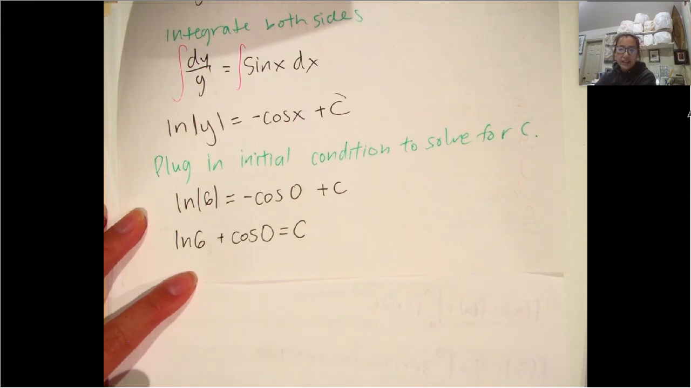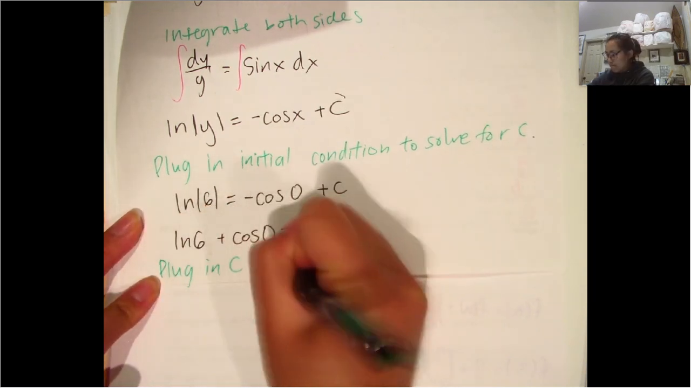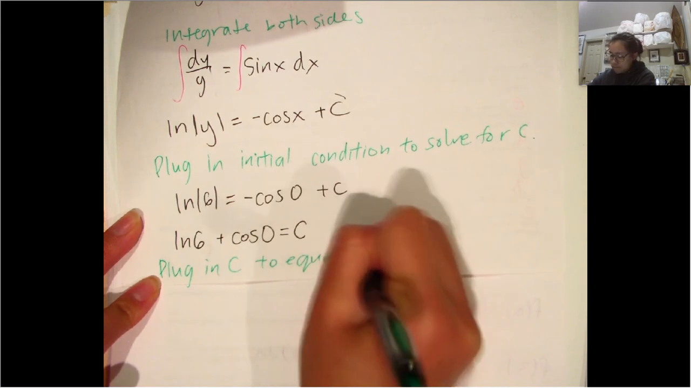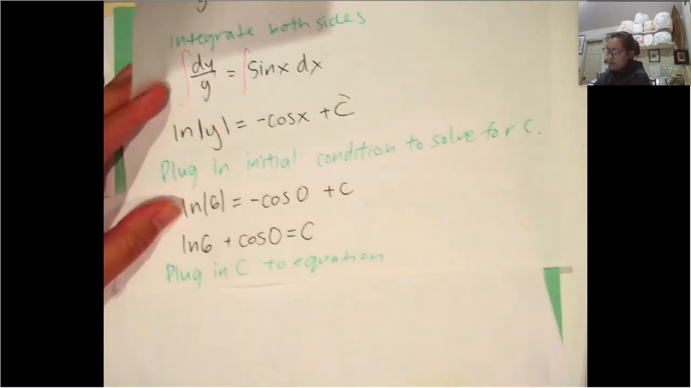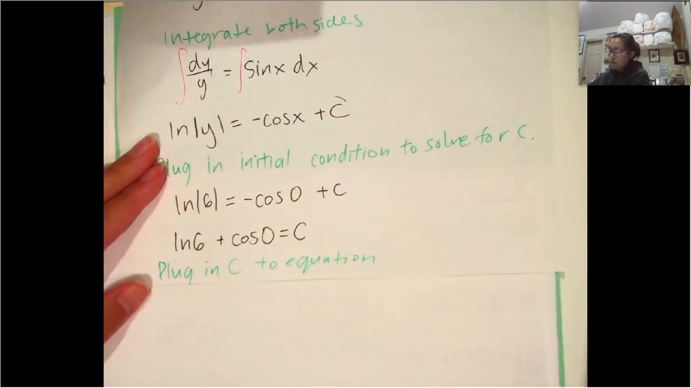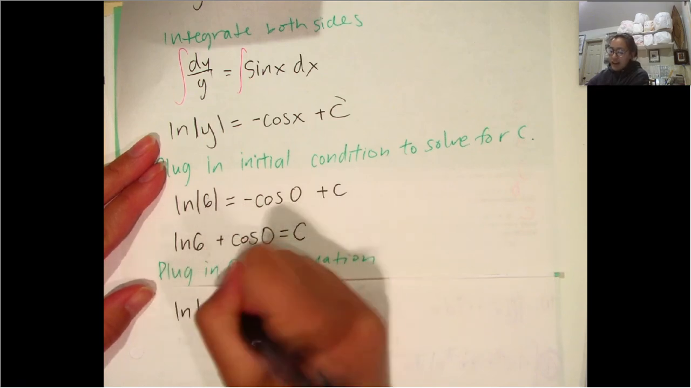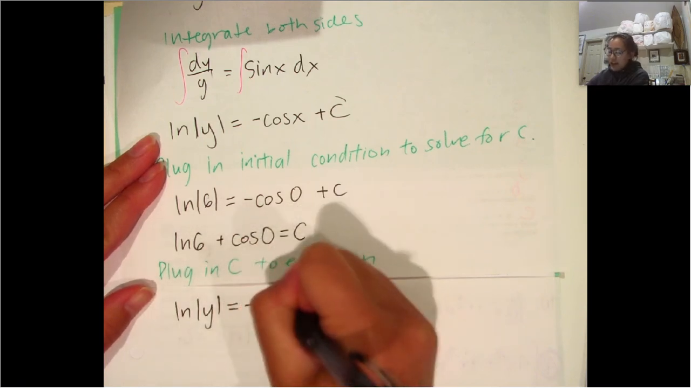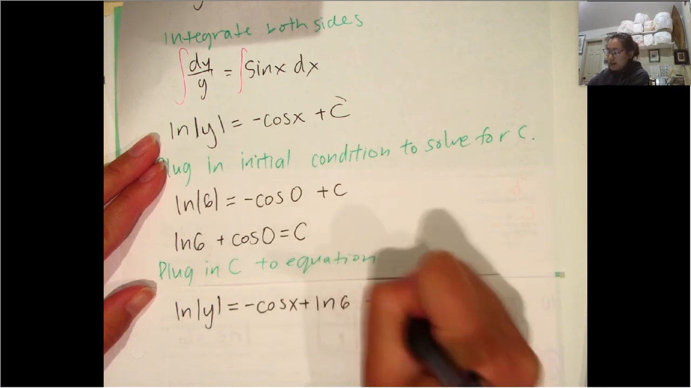And so solving for C isn't your final answer. Your final answer is going to be your equation with C plugged in. So plug in C. And so your final answer would be ln of absolute value of y equals negative cosine of x plus ln of 6 plus cosine of 0.